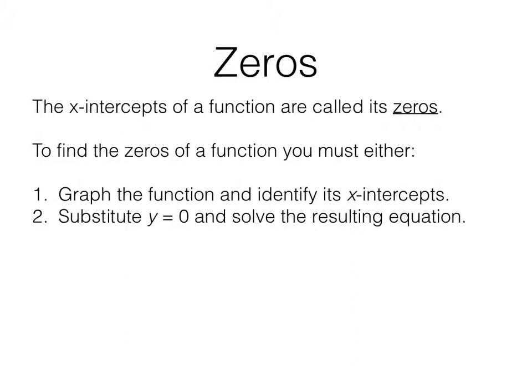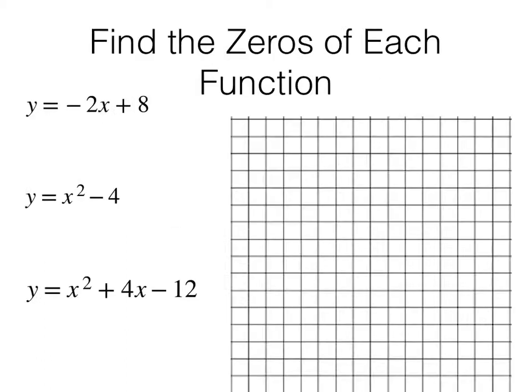Okay, let's talk about zeros. I think it's this and one more slide. Yep, this and one more slide. So the zeros of a function are the x-intercepts of the function. So to find zeros, you have to do one of two things. You either have to graph a function and identify its x-intercepts, or you have to substitute y equals 0 and solve the resulting equation. So let's try a couple.